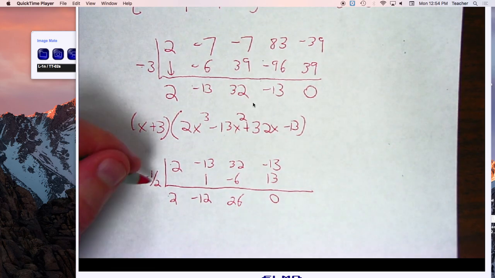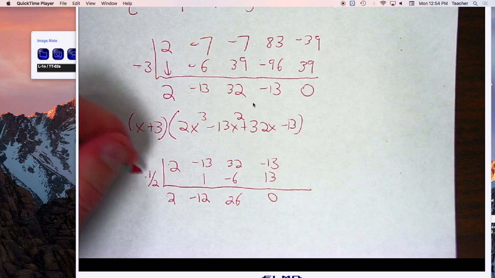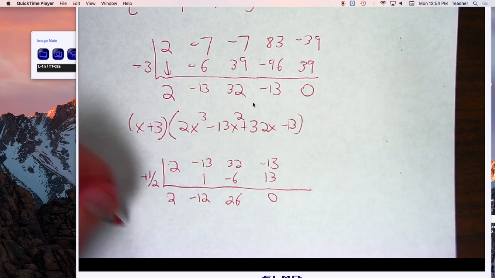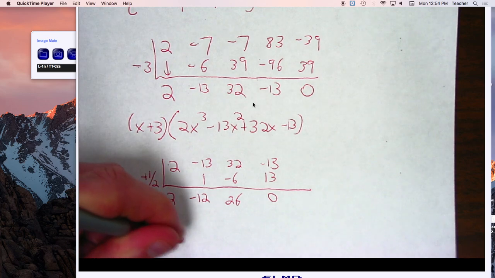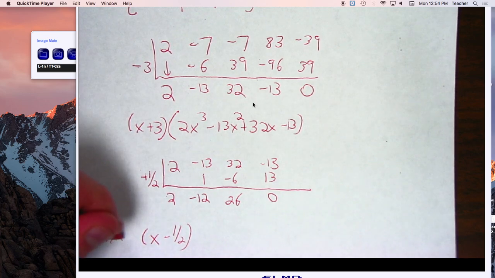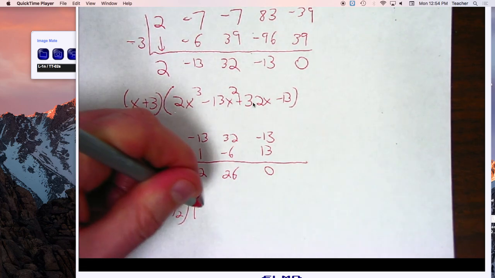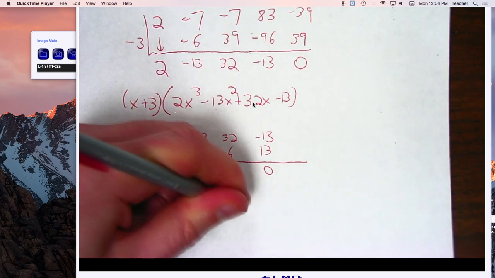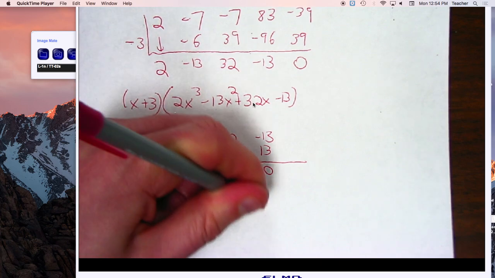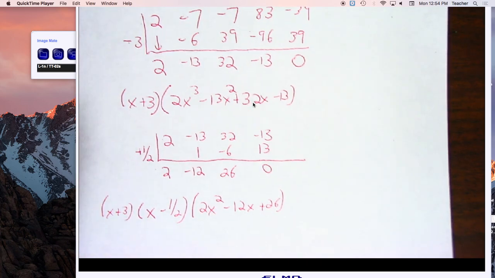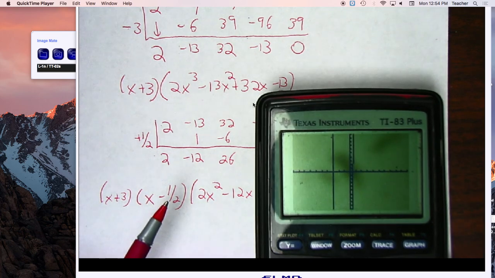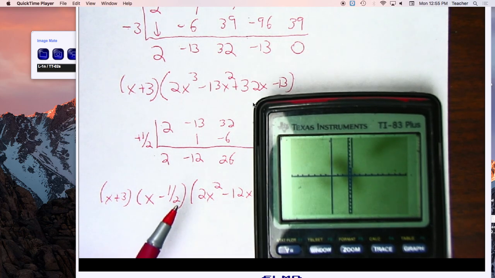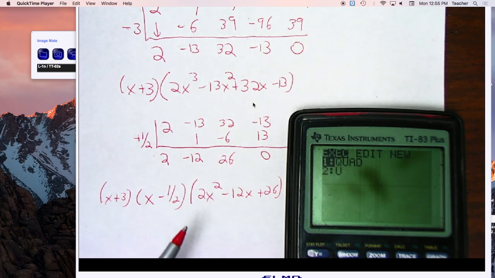And so what does that mean? It means if 1/2, that's not a negative there, that's a positive 1/2, is a 0, then x minus 1/2 is a factor. I already had x plus 3 as a factor. And now my next factor is 2x squared minus 12x plus 26. If I wanted to, I could pull a 2 out and try and factor this. The problem is I don't really have much hope of it working because I've already found everything on my graph. And so I'm probably just going to go to the quadratic formula.